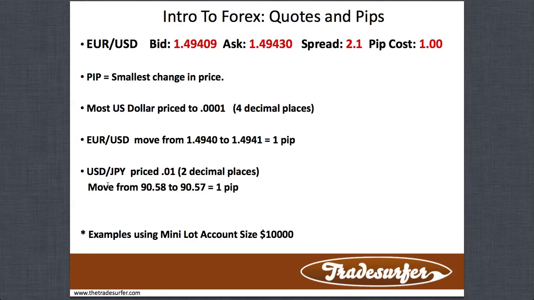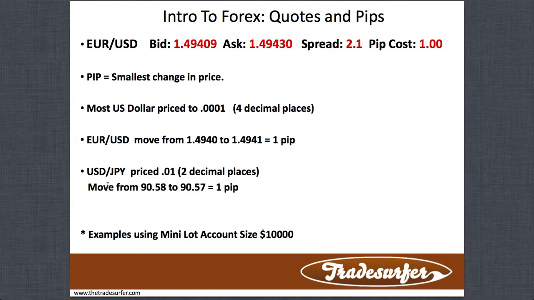So for this example, there's really the lot size, and there's a lot of leverage that's used in foreign currency or Forex trading. But for this example, we're going to use a mini lot size, which means we are buying or selling $10,000 US worth of the currency pair. The pip is the smallest change in price, and most US dollar denominated currencies, like the euro and the US dollar, are quoted out to 4 decimal places.